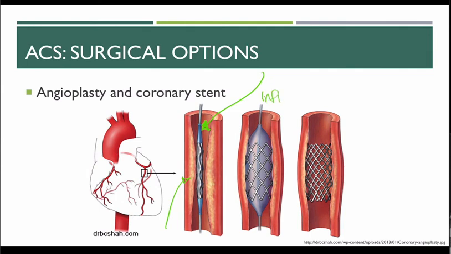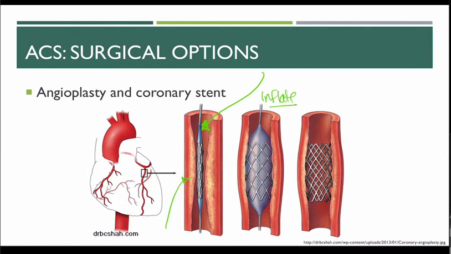So here you can see the balloon inflated, and they really are just taking the balloon and smashing the atherosclerotic plaque into the walls. They're kind of trying to smush it. So they balloon it out, try to smush it into the walls. Then they deflate the balloon and they pull it out. That's an angioplasty. What they have found is that a lot of times when they deflate the balloon and pull it out, the plaque just goes back to where it was.